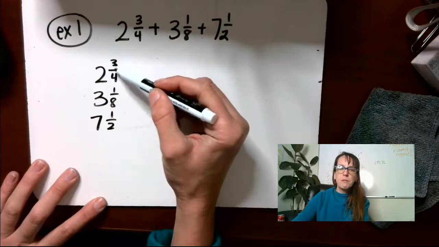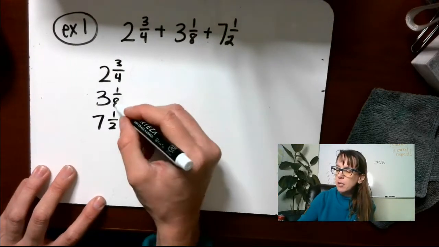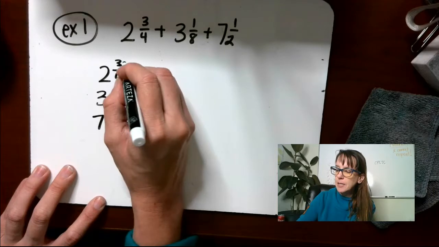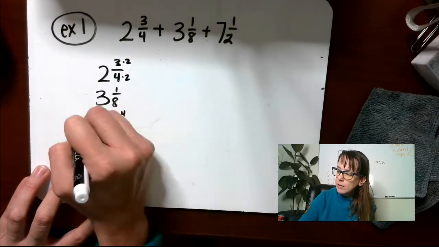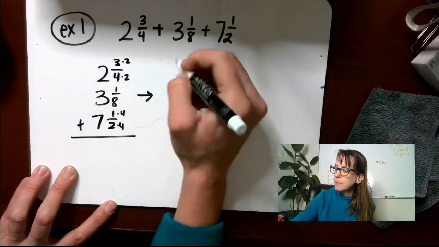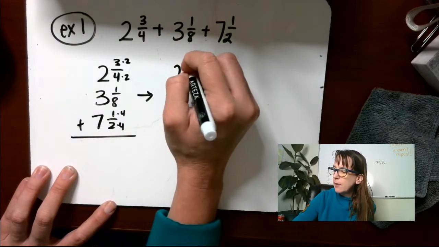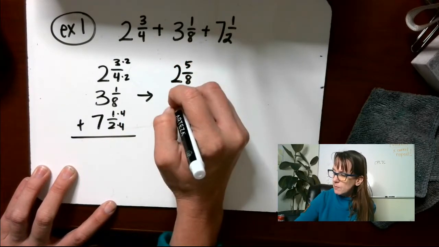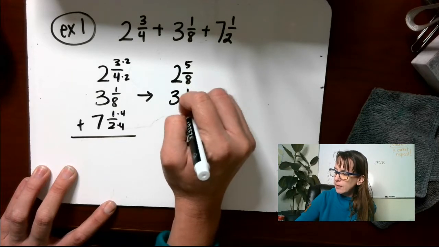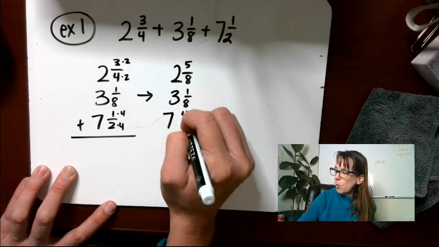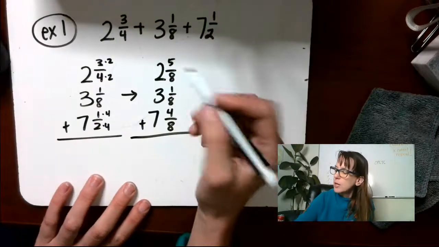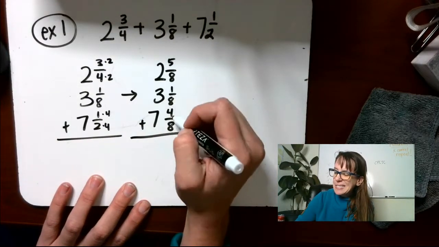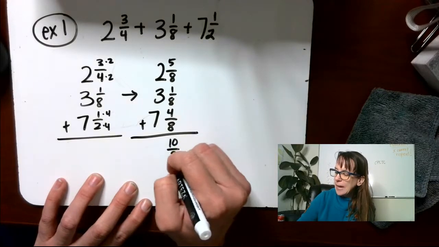Okay, for our fraction bits here, our common denominator is going to be 8. So I'm going to multiply that times 2, and this times 4 times 4. So I'm going to rewrite these guys right here. 2 5/8, 3 1/8, and 7 4/8. All right, let's deal with just those fraction bits first. 5, 6, 10. So I get 10 out of 8.